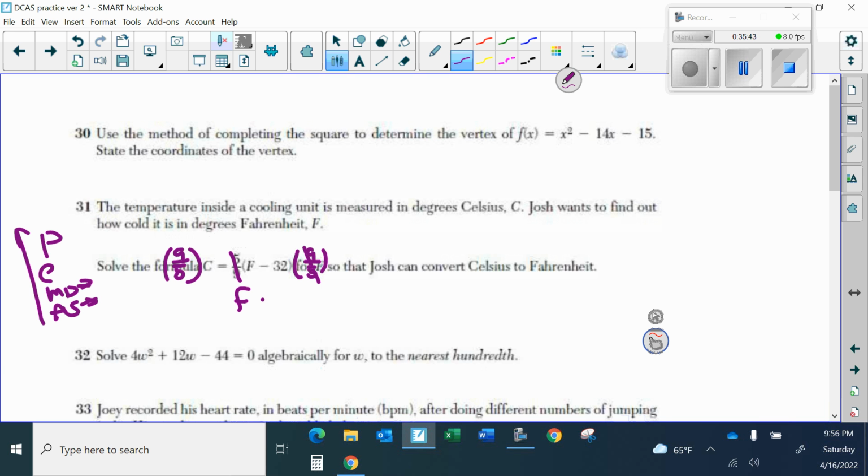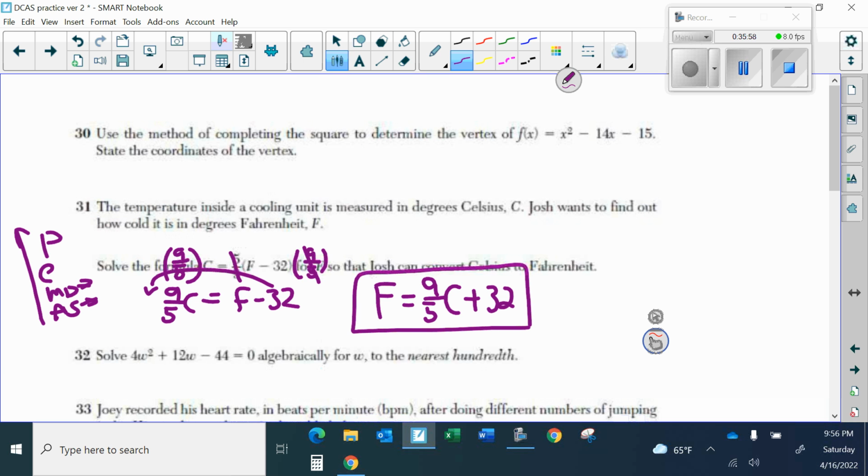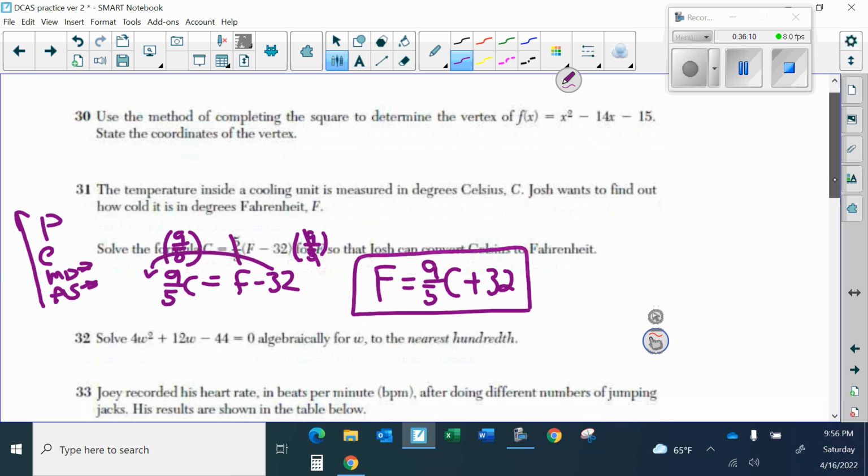So now I'm left with just F minus 32 equals 9/5 C. And my last step would be to add that 32 across. So F equals 9/5 C plus 32. And there's my formula solved for F. You will have an equation, some problem that they're going to give you. We're going to actually solve, remember this is called solving literal equations. Okay, but reverse PEMDAS, solve all equations.